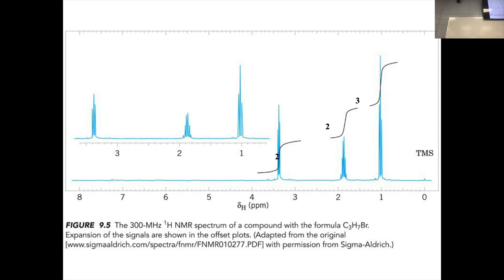That makes sense. Now let's look at the one way out here. I know it's going to be a carbon. It's pretty close to 0, right? What's the integration? 3. That was the 3, right? And they're a little off, but that's 2 to 2 to 3, right? So this one integrates to 3. So it has to have how many hydrogens? 3 hydrogens attached to it. I don't know what else is attached to it yet, but I know that has to be a methyl group, a CH3.